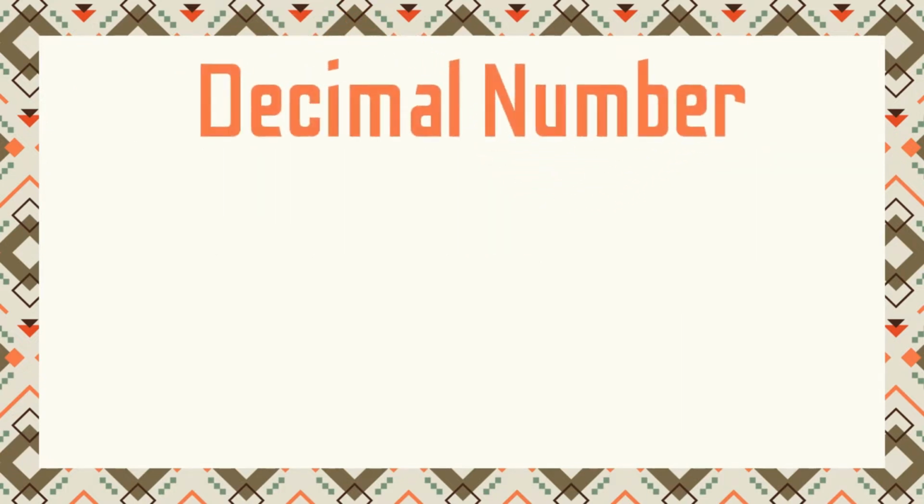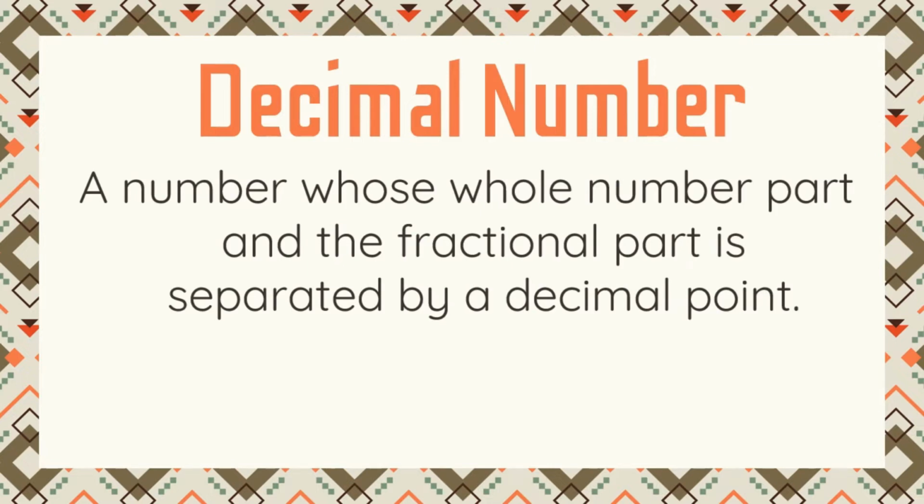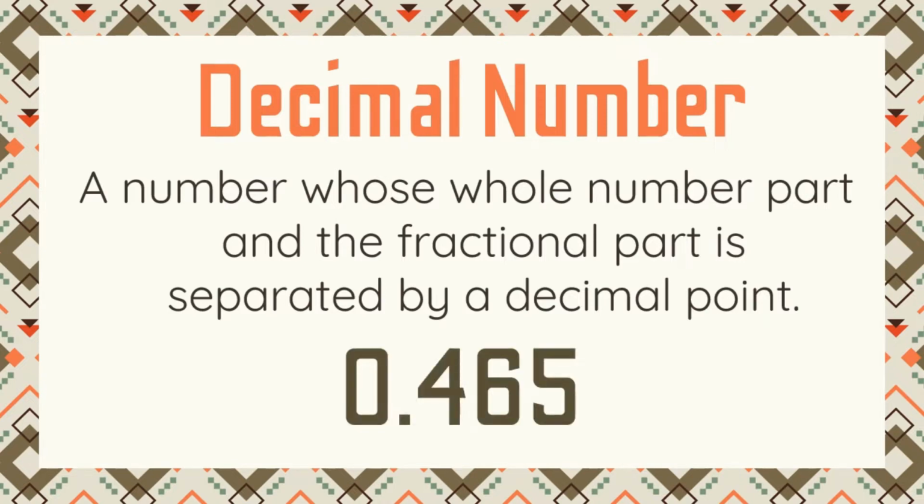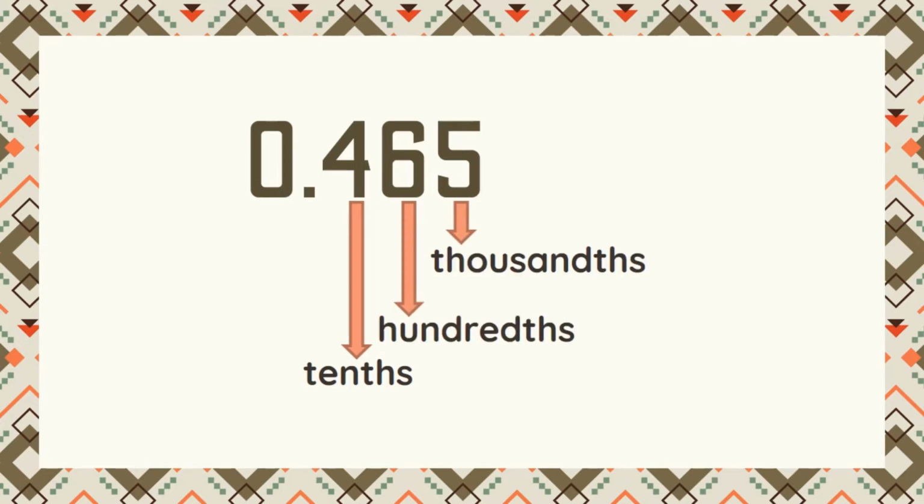Let's define decimal number. A decimal number is a number whose whole number part and fractional part are separated by a decimal point. An example of a decimal number is this. The digits after the decimal point indicate tenths, hundredths, thousandths, and so on. Therefore, we can read this number as 465 thousandths or 0.465.